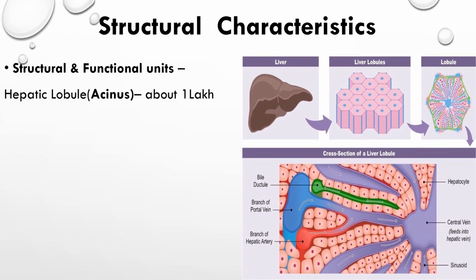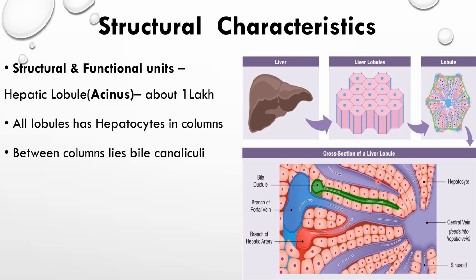Structural characteristics. The structural and the functional unit of the liver is the liver lobule of Kiernan, which is hexagonal in structure and it is about 1 lakh in number. There are 1 lakh liver lobules present in the liver, and all the lobules have hepatocytes in columns. Here you can see the hepatocytes. These are the hepatic plates of hepatocytes.